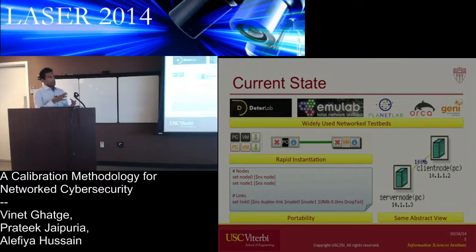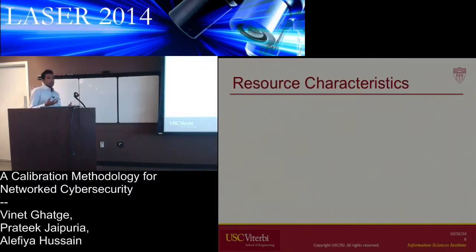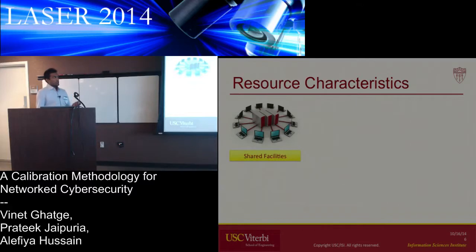is underneath this abstract description. We do not pay attention to the details of the underlying resources. Resources allocated as part of different instantiations of the same experiment topology can have different characteristics. And that's because all the facilities that I talked about are shared facilities. So suppose whatever resources were allocated to one instantiation of your experiment might not be available the next time you try to instantiate the same experiment. Or the allocation algorithm might just give you some other resources.